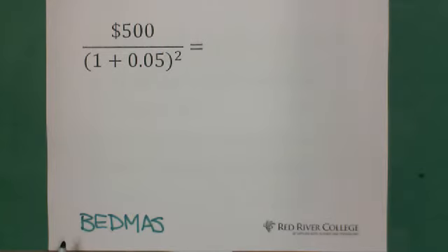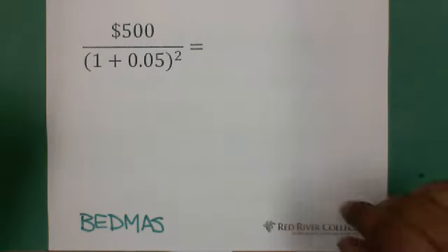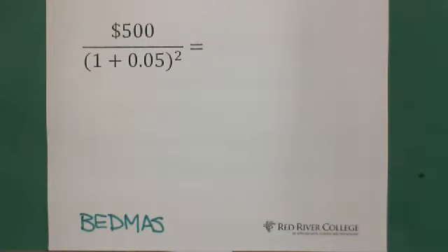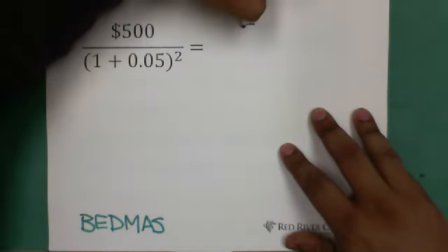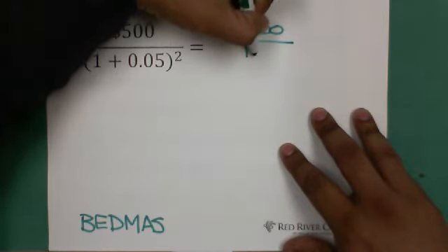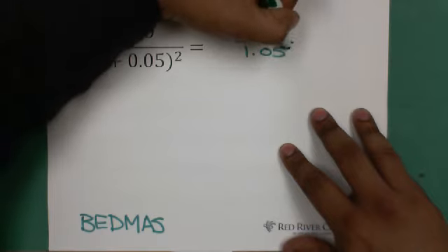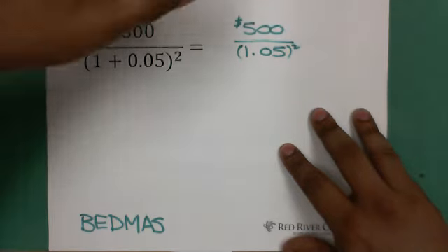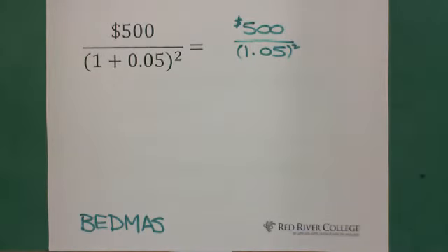The first thing that I'm going to do is look for B, brackets. I do see a pair of brackets, so I need to do that first. I'm going to rewrite this question with just what's in the brackets simplified. $500 divided by 1.05 squared. Alright, the next thing I want to do is look for exponents. Well, I do see an exponent, so I need to resolve that.